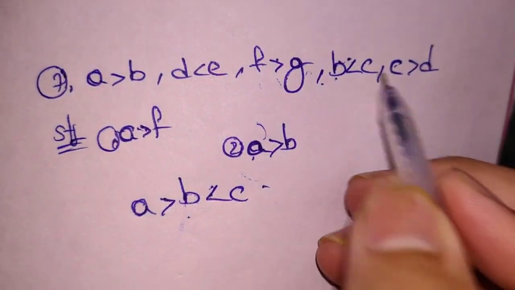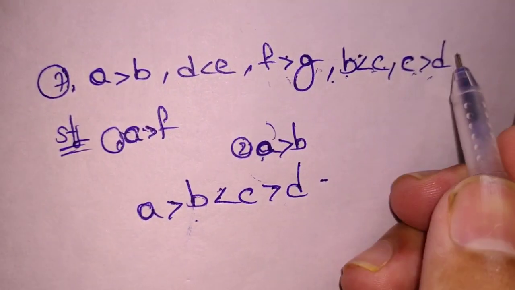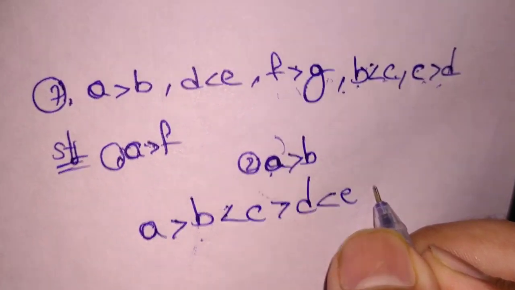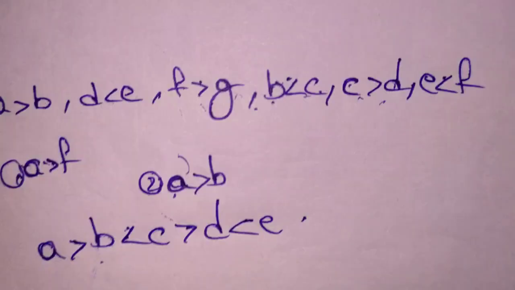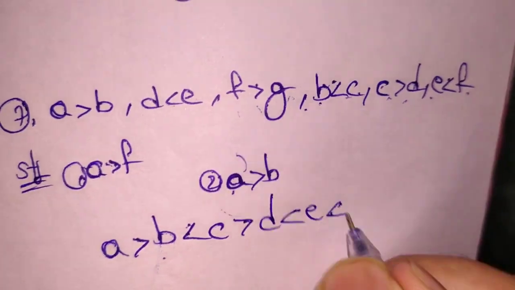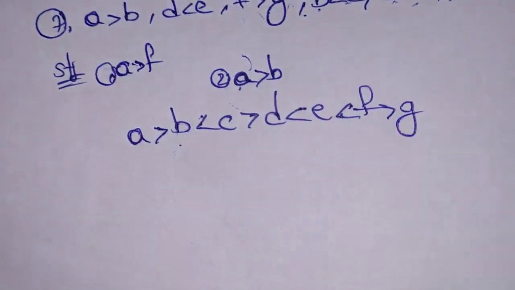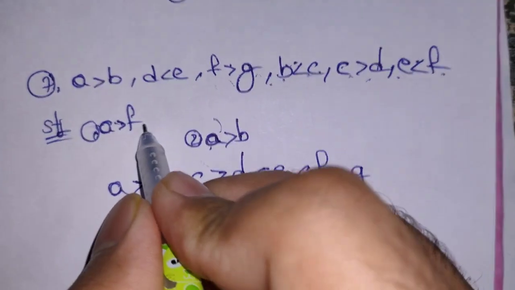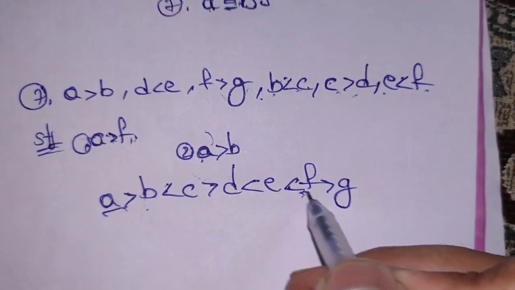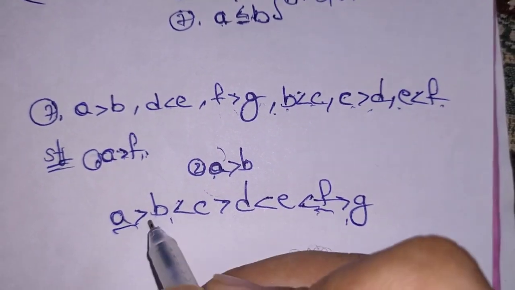Again we have to find the relation between C and D. C is greater than D. Then again we have to find the relation between D and E. D is less than E. We have to write it, and then finally we have to find the relation between E and F. We have E less than F, and again we have A greater than G. Here are the two statements, A greater than F and A greater than B. We will see for A greater than F. The relation between A and F is not defined and the symbols are opposite, and we don't know any relation between A and F, so the statement is false.